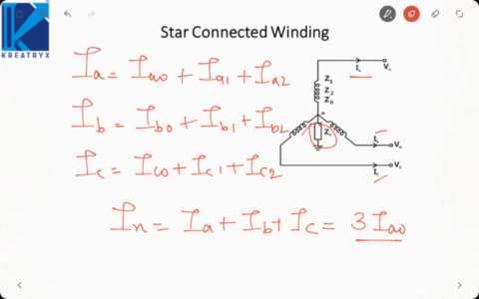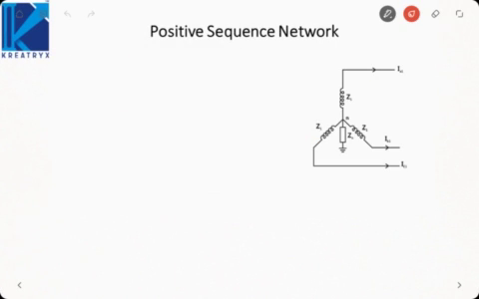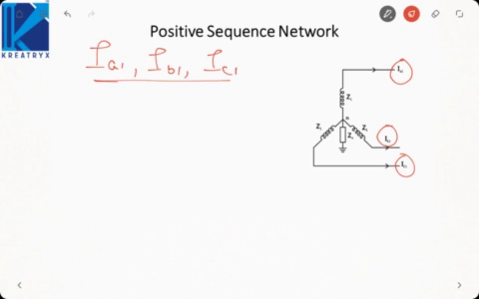Now let us consider each sequence one by one, that is positive, negative and zero sequence, to understand how you can draw the equivalent circuit. First of all, the positive sequence network. For positive sequence I have only shown the positive sequence currents flowing in the windings, that is IA1, IB1 and IC1. So I have neglected the negative and the zero sequence components. Now by KCL, the neutral current IA1 plus IB1 plus IC1 must be 0 because the balanced sum will be 0.